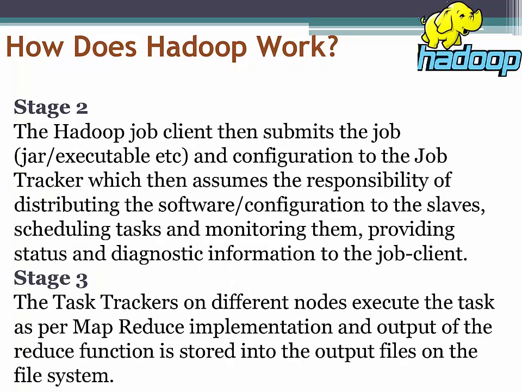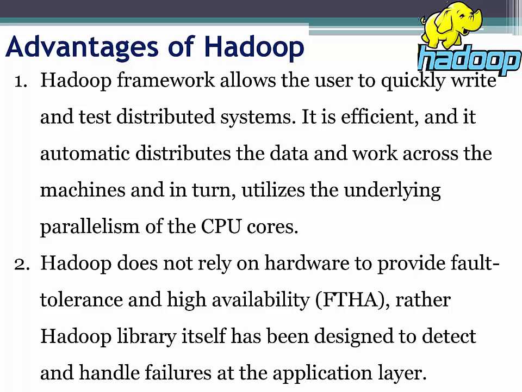Stage 2. The Hadoop job client then submits the job, jar, executable etc., and configuration to the job tracker, which then assumes the responsibility of distributing the software and configuration to the slaves, scheduling tasks and monitoring them, providing status and diagnostic information to the job client. Stage 3. The task trackers on different nodes execute the task as per the MapReduce implementation and the output of the reduce function is stored into the output files on the file system.